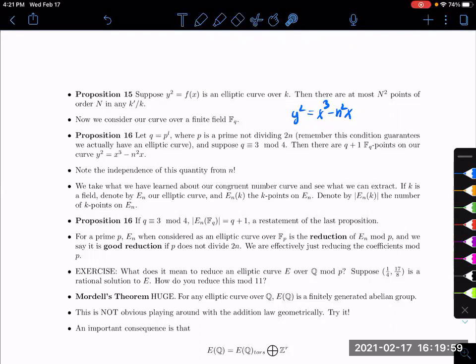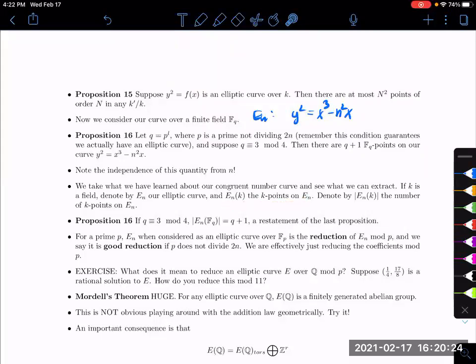Let's see if we can push this further. So K is going to be a field. E sub n is going to be our elliptic curve up here. Let's call this E sub n. And remember, we actually mean the projectivized version of this. Whenever I write this, I just mean the projective version of it. And we're going to denote by E sub n of K the K points on E sub n.